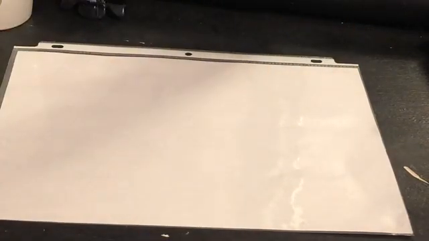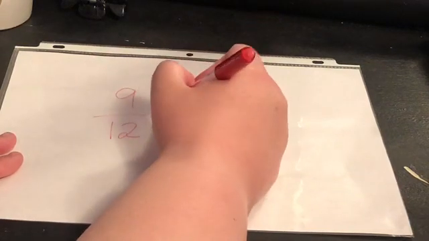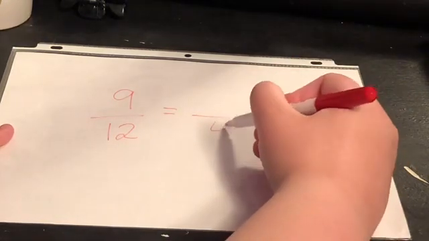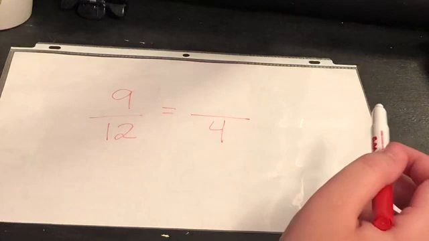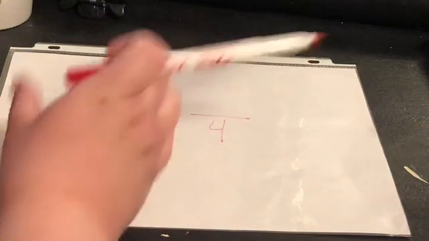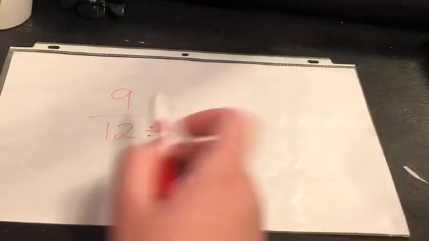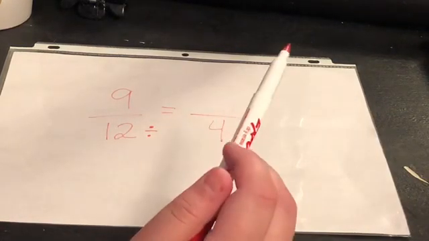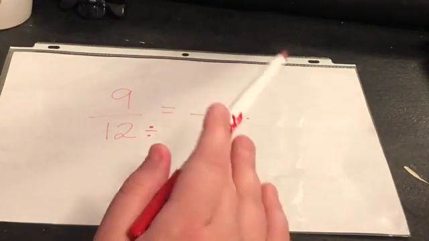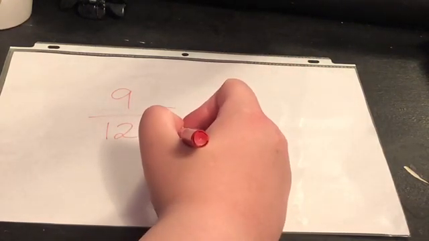Now we'll do our next example. 9/12 is equal to blank over 4. So, in this case, what are we doing? Are we multiplying or are we dividing? Well, if we're going from bigger to smaller, we know that we're dividing. So, what number can we divide 12 by to get 4? 12 divided by 1 is 12. 12 divided by 2 is 6. 12 divided by 3 is 4. So, we know that we're going to be dividing by 3.